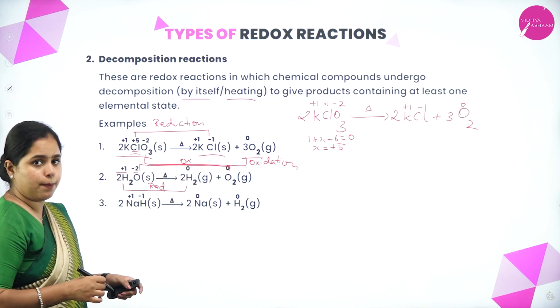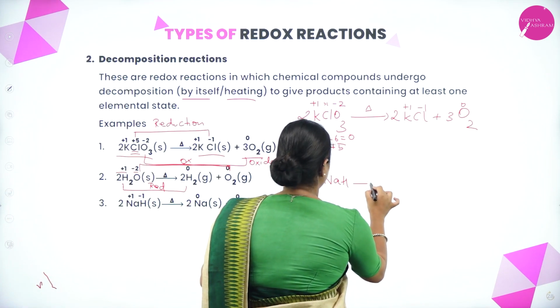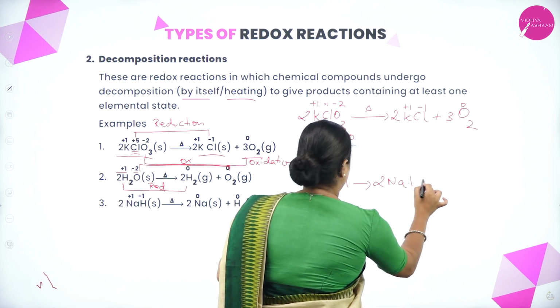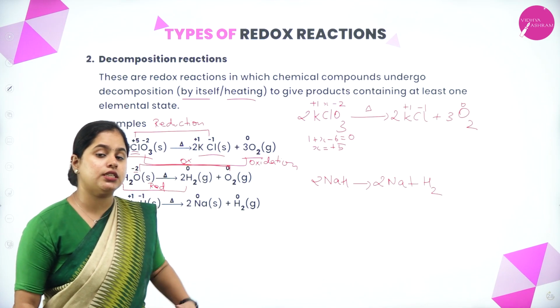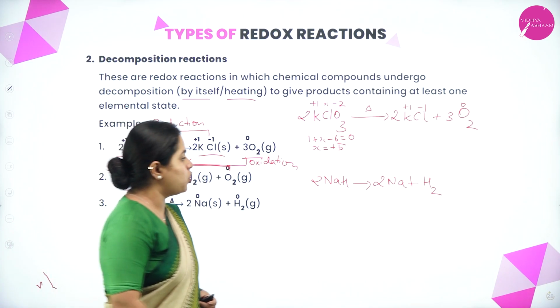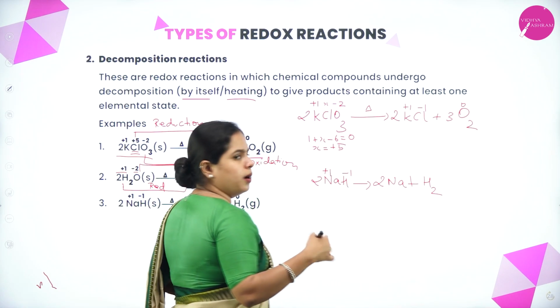Moving on to the last example, sodium hydride. 2 moles of sodium hydride is decomposed to 2Na and H2. Okay, so here it is a sodium hydride. Hydrogen is in its hydride form, so hydrogen will be -1, not +1, right? And sodium is of course +1.